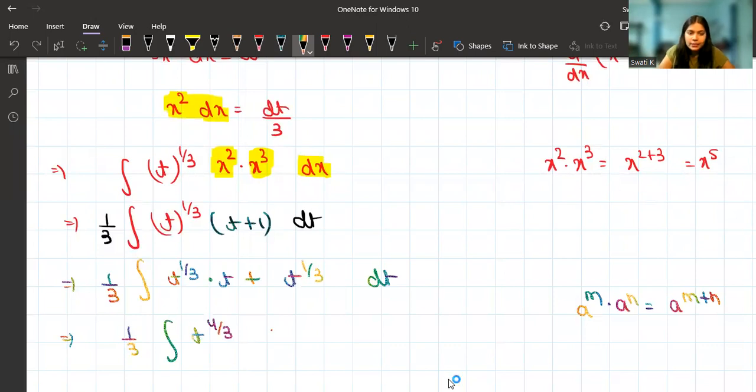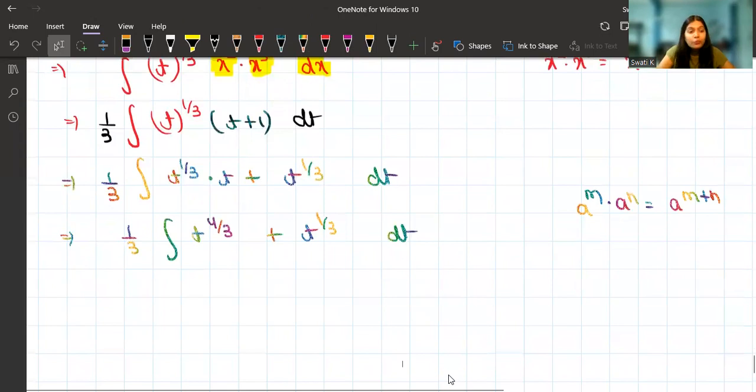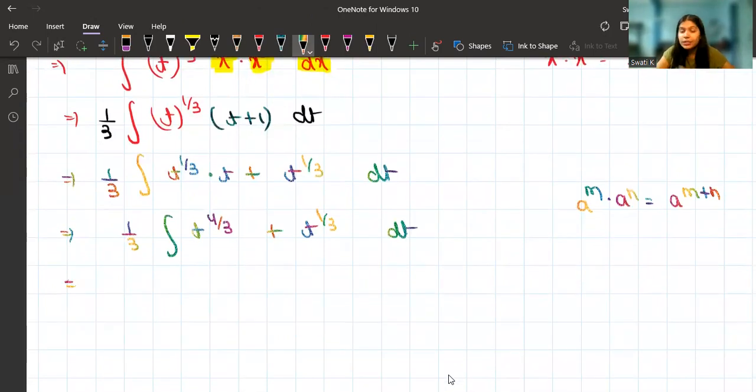And then plus t raised to 1 upon 3 dt. Okay. So what I'm going to do here is simplify the integration directly. If you want, you can separate the integration. That means you can write this as 1 upon 3 integration t raised to 4 upon 3 dt plus 1 upon 3 integration t raised to 1 upon 3 dt. But I'm going to simplify it like this.